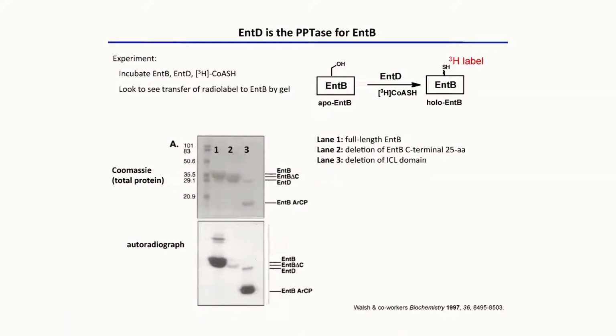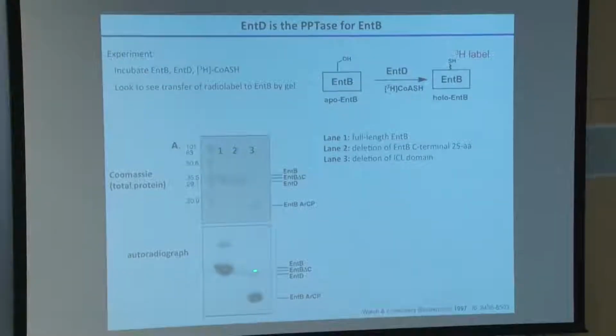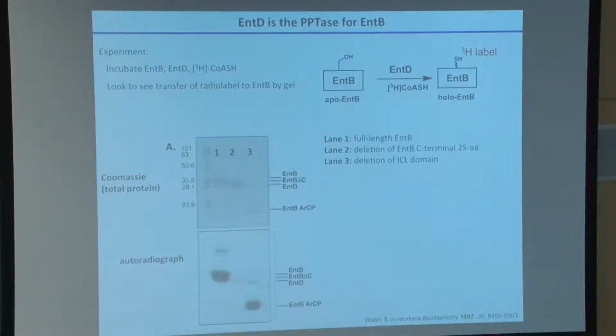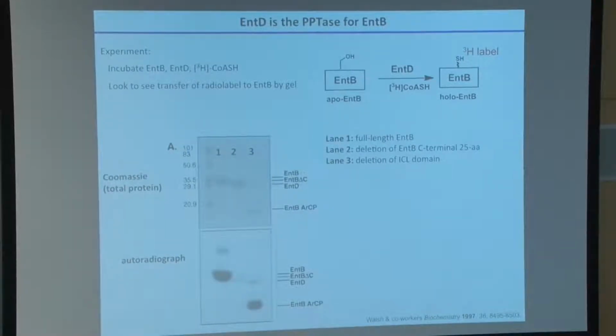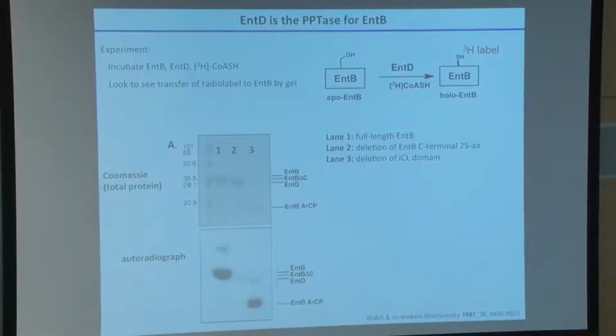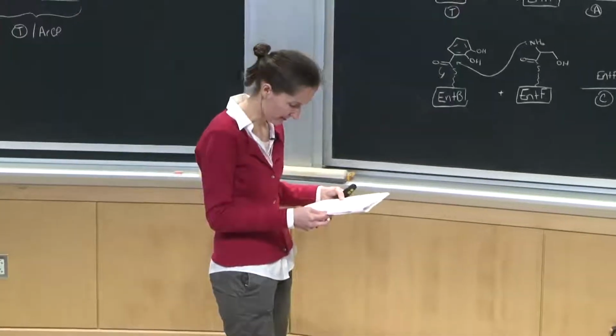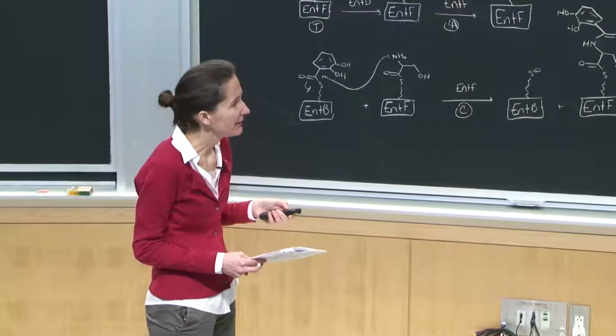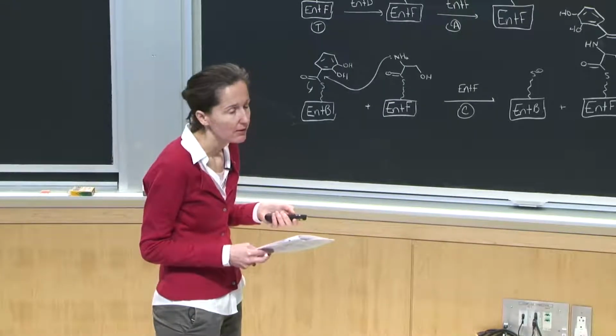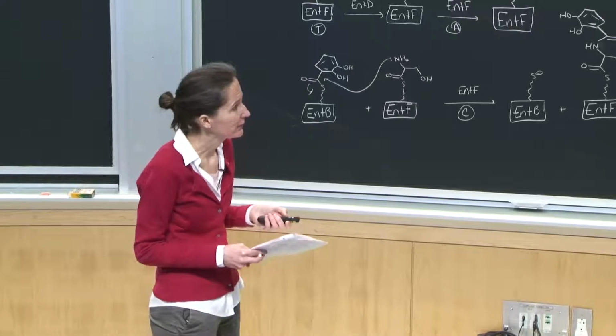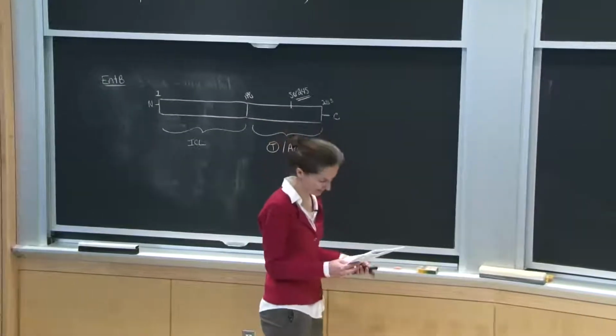So we're seeing that. What about in the middle? The deleted region was important for modifying. Yeah, right, we see very little radioactivity here, right? Basically, almost nothing, especially compared to these spots. So deletion of those C-terminal amino acids is detrimental, and so that region is important. So maybe there's protein-protein interaction going on or something with conformation that's important. So from here we learn that NB transfers the PPANT arm to NB. The ICL domain is not essential for this, but the C-terminus of this region is.